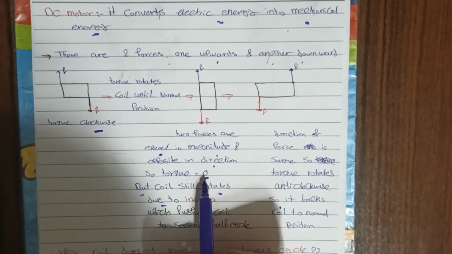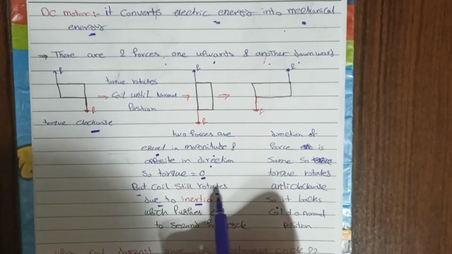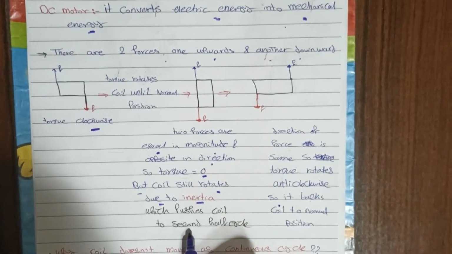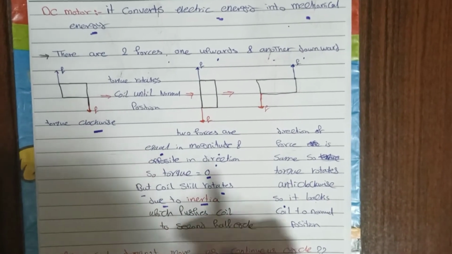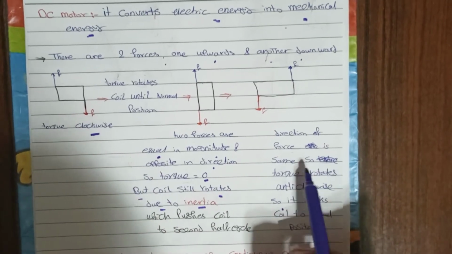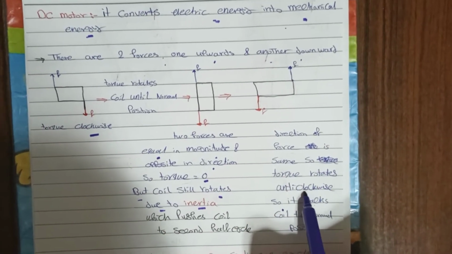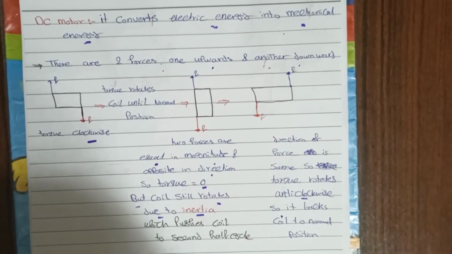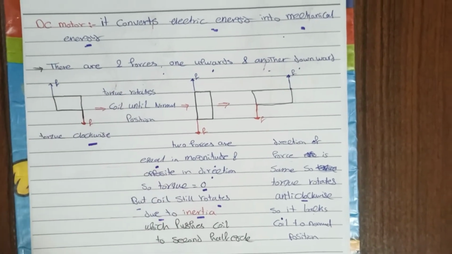So the torque must be equal to 0. But the coil still rotates due to inertia, which pushes the coil into the second half cycle. The direction of force is the same, so the torque rotates anti-clockwise. So it pulls the coil back to the normal position without completing its cycle.